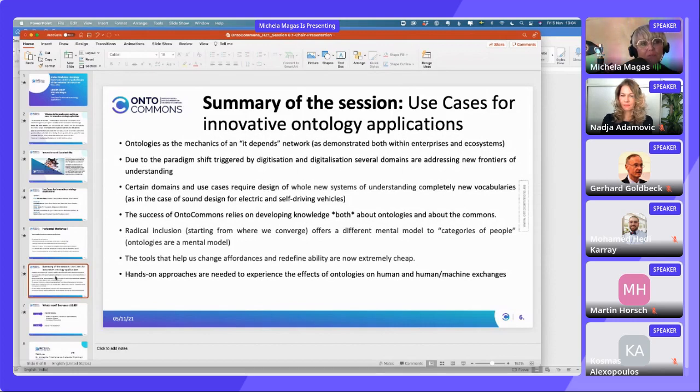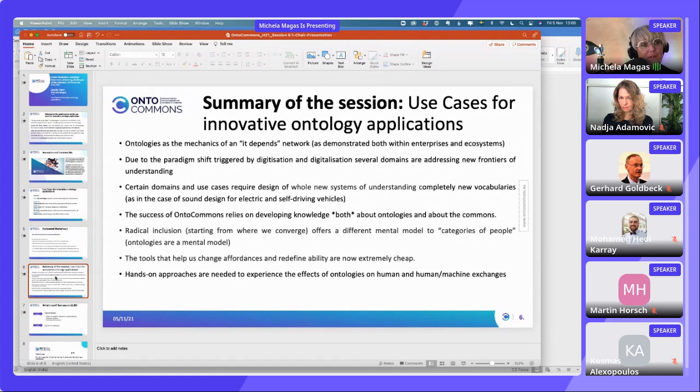Also, because of the paradigm shift triggered by both digitization, converting analog into digital, and digitalization, how do we then use it in the business processes? Several domains are now addressing new frontiers of understanding, and certain domains and use cases require the design of whole new systems of understanding and completely new vocabularies, as has been shown, for instance, in sound design for electric and self-driving vehicles. But also, the success of Ontocommons relies on developing knowledge both about ontologies and about the commons, because the Ontocommons ecosystem relies on both.